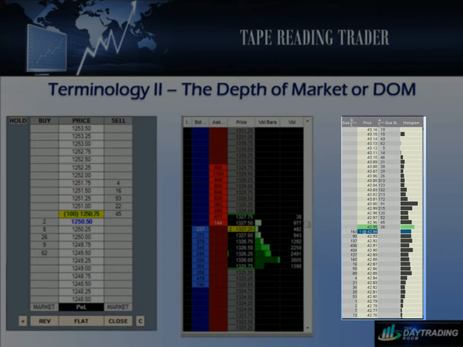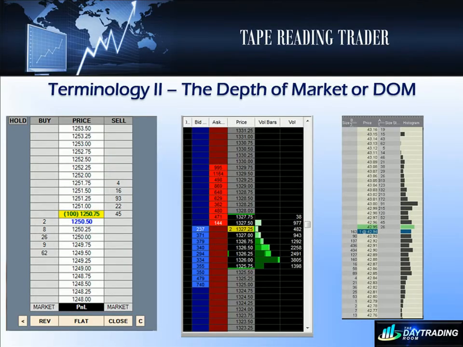On the right hand side you've got a similar thing, a histogram showing you the total number of contracts traded on Interactive Brokers there, and you've got the bid column and ask column straddling the price.